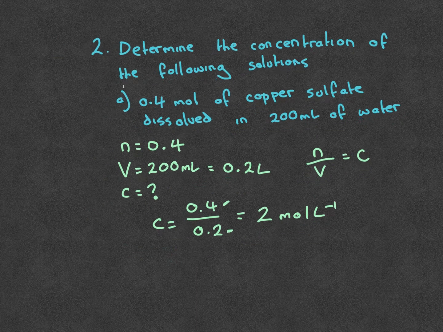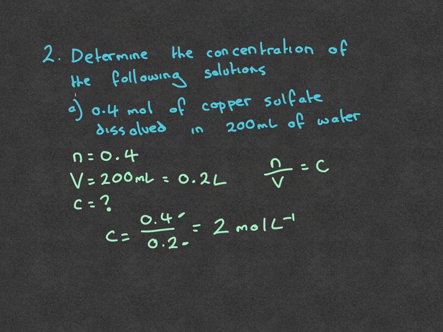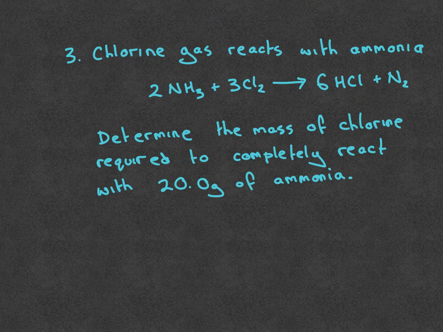All right, so let's have a look at the next one on the next page. Chlorine gas reacts with ammonia. So we've got this reaction here. Here's the ammonia, here's the chlorine gas, and these are the products formed, hydrochloric acid and nitrogen.